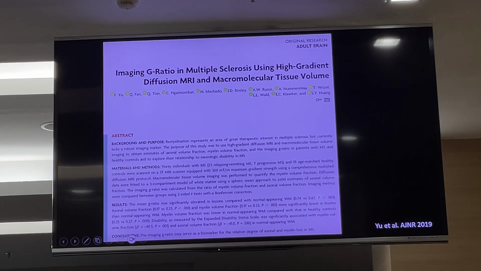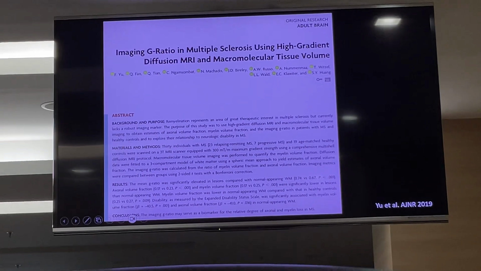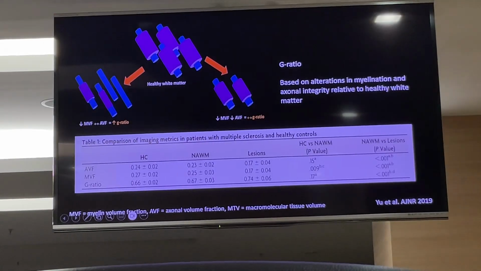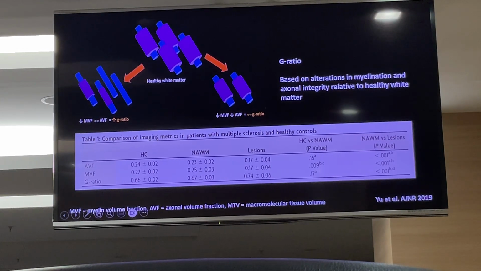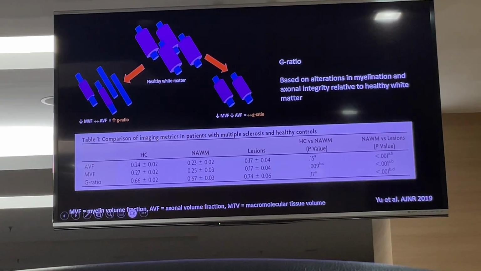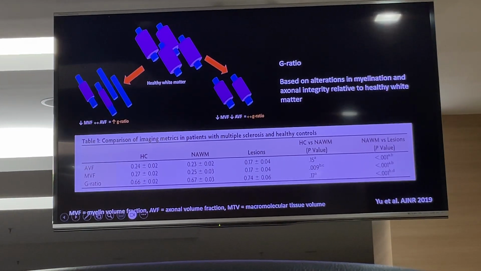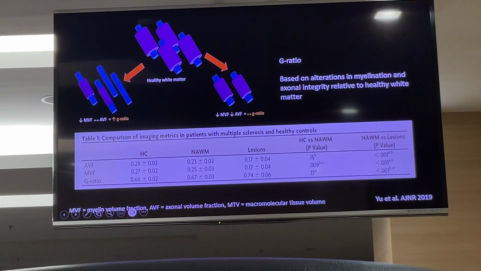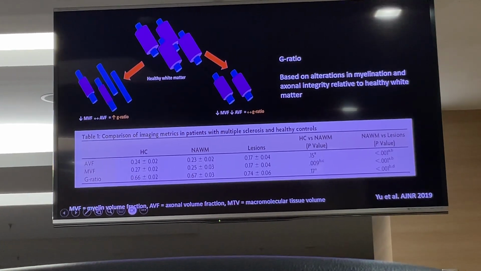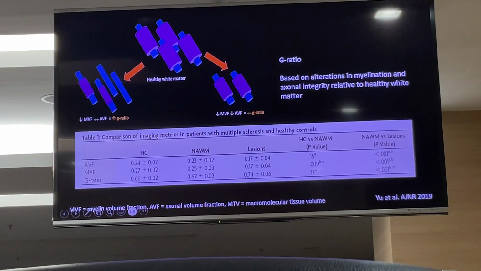one of our colleagues. He analyzed the white matter and lesions using G ratio diffusion imaging, scanned on the Connectome scanner. The G ratio is basically the ratio of the MVF, the myelin volume fraction, and the AVF, the axonal volume fraction. It's a ratio based on alteration of myelination and axonal integrity relative to healthy white matter. If the MVF decreased and AVF didn't change, the G ratio increased. If the MVF decreased and AVF decreased, the G ratio is still the same.